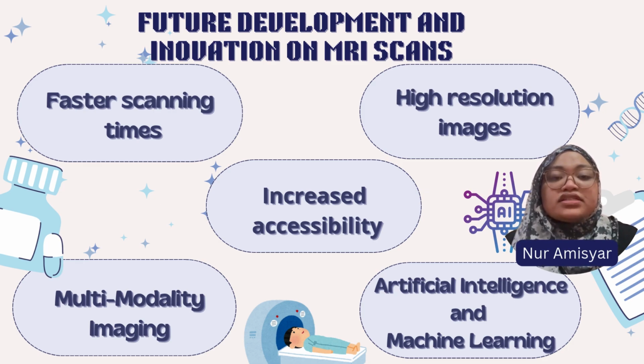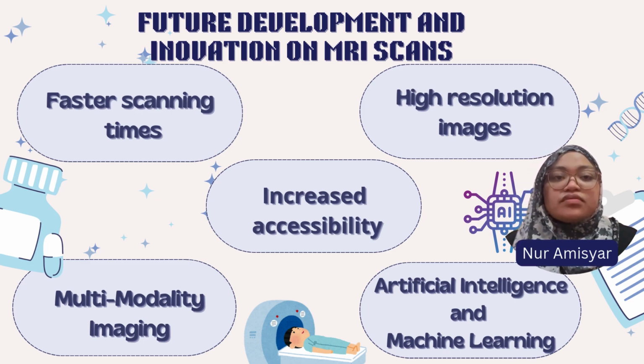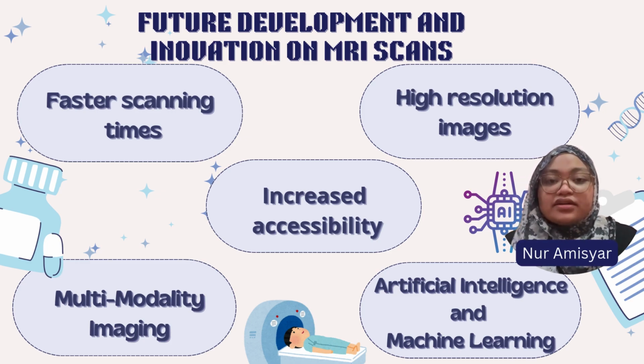The second one is high-resolution imaging. MRI machines are moving toward higher magnetic field strengths, which improve resolution and signal-to-noise ratio. This allows for more detailed images of tissue, including the brain and organs, and may help detect subtle abnormalities earlier.